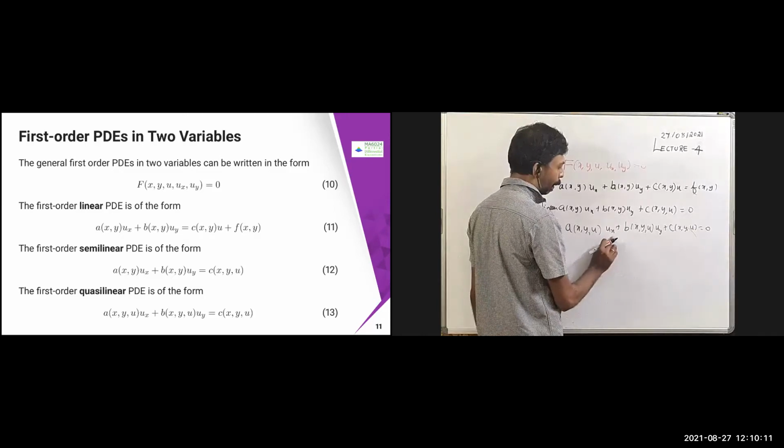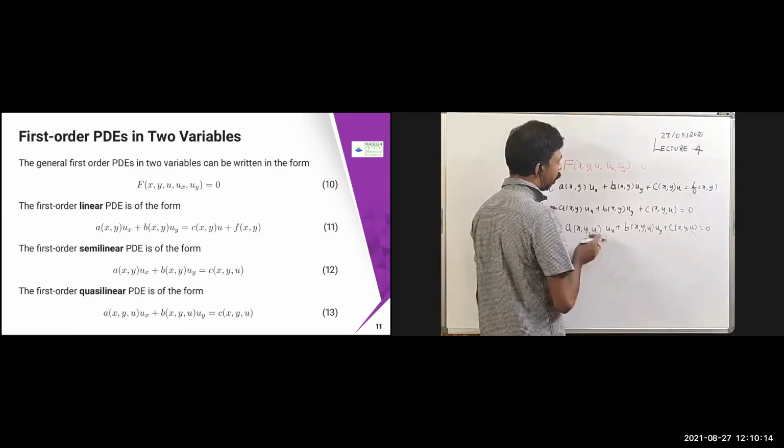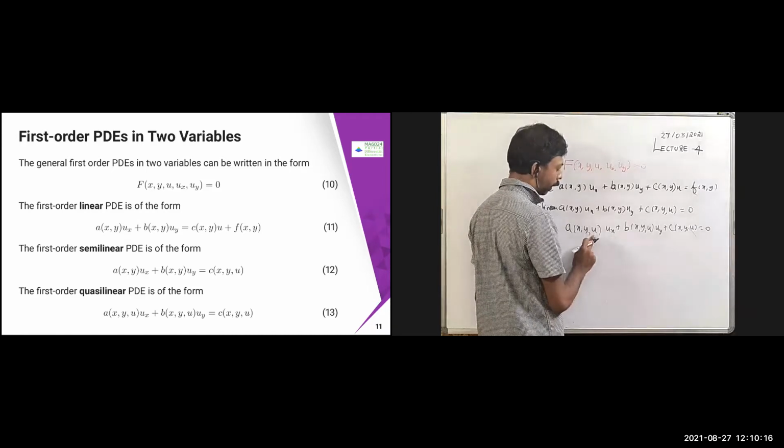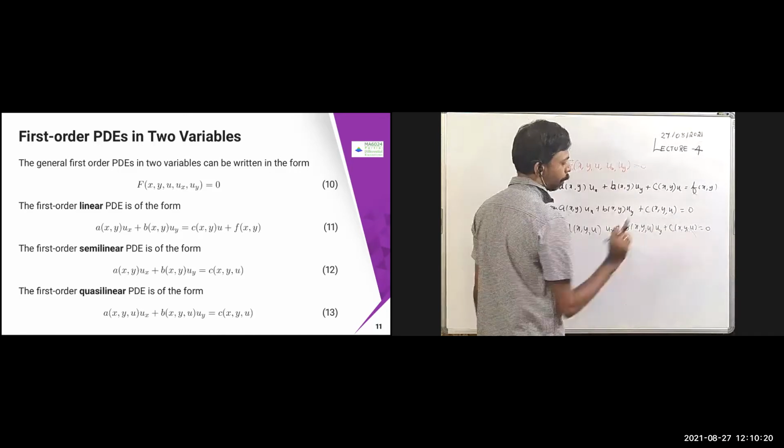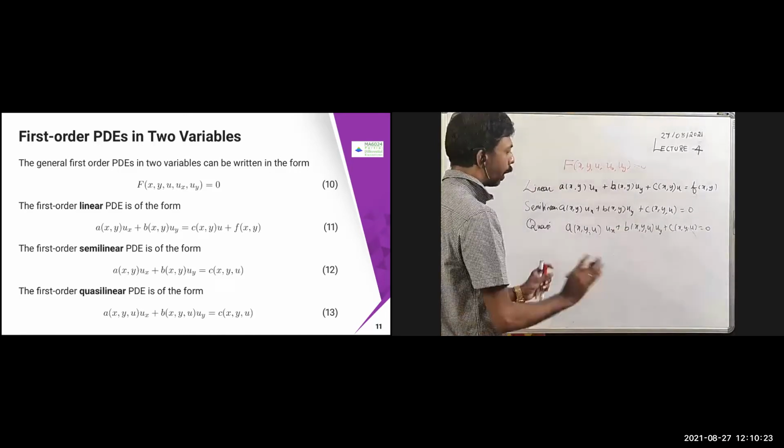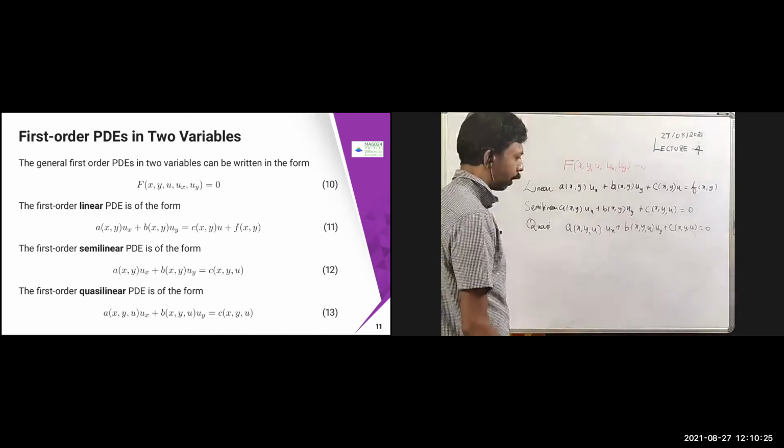So this is the first order derivative. Okay, first order PDE, that means 0th order can come. 0th order means the u function can come. So that is the reason a of x comma y comma u, b of x comma y comma u, c of x comma y comma u should be there. Okay, so that is called quasi-linear PDE. Okay, this is called quasi-linear.